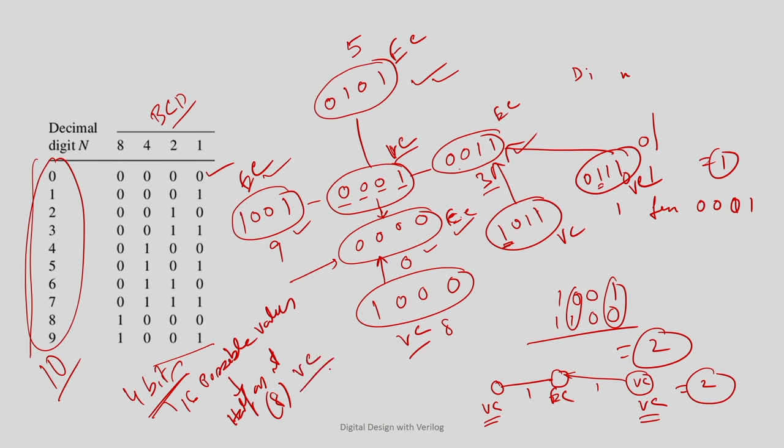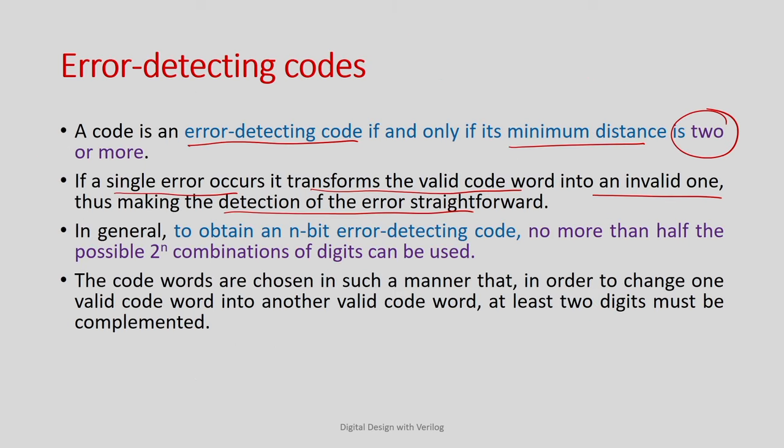But in our decimal system we have 10 digits. So I cannot use 4 bits to represent these 10 decimal digits in an error detectable code. So we need at least 5 bits, okay. We basically need 5 bits to store these decimal digits in any error detectable code. One of the most important such error detectable codes is called the parity code. We will discuss that subsequently.